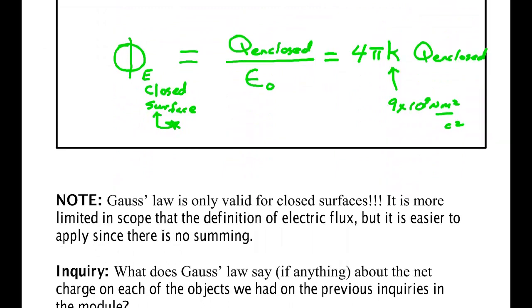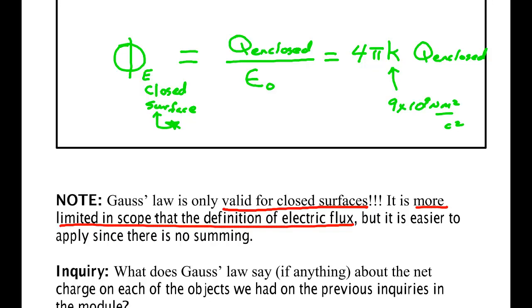Now, note, and this is important, Gauss's law is only valid for closed surfaces. If the surface is not closed, you can't say anything about the flux in terms of enclosed charge. So it's more limited in scope than the definition of electric flux. But one of the nice things is that if I need to sum up the total flux, I can just find the enclosed charge and divide by epsilon naught, and I don't have to do that little summing thing that we did with that cube a minute ago.